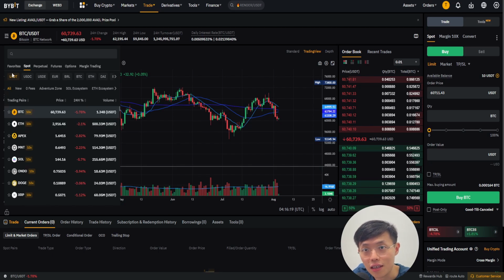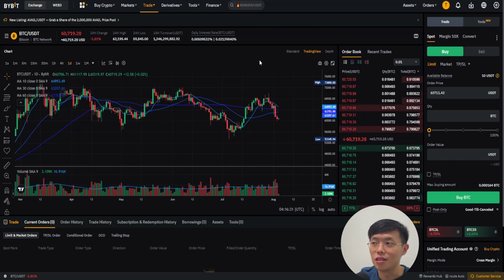So on USDT, you can trade, right? USDC, right? All this Euro, BTC, all these things. But right now, the most famous one is USDT. So I go to spot USDT. So this is the spot USDT interface, right?